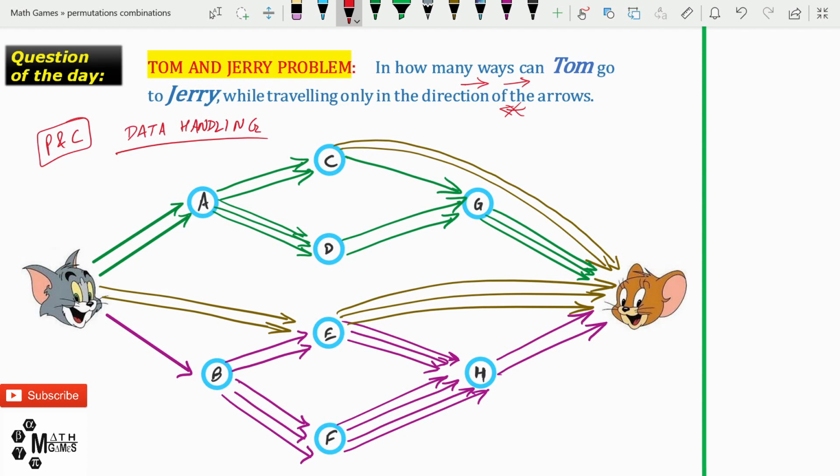The problem that most students face in this question is that either they forget to consider one of the possible routes, or they consider one or two routes more than one time. So they do not get the exact answer, and that is always a problem while dealing with permutation and combination.